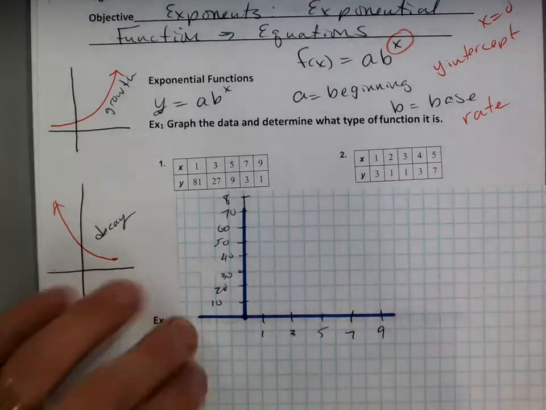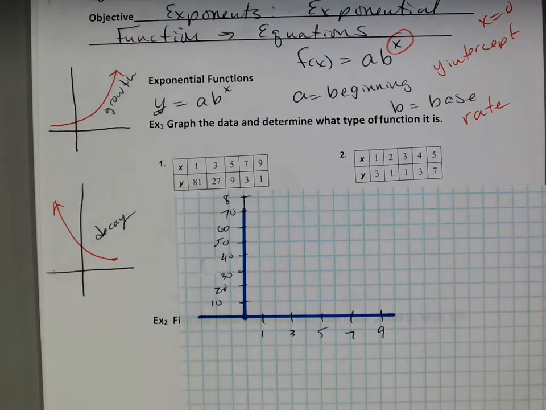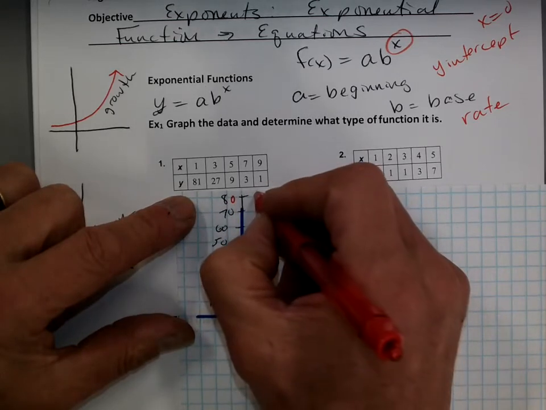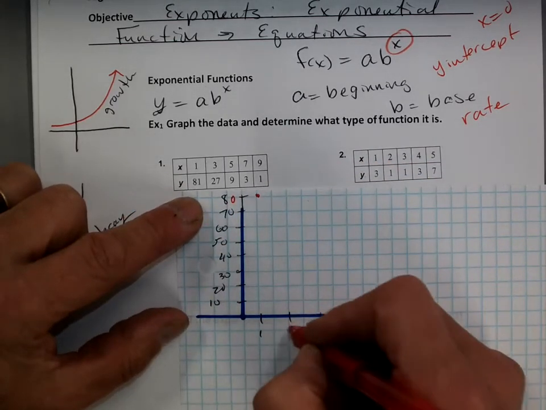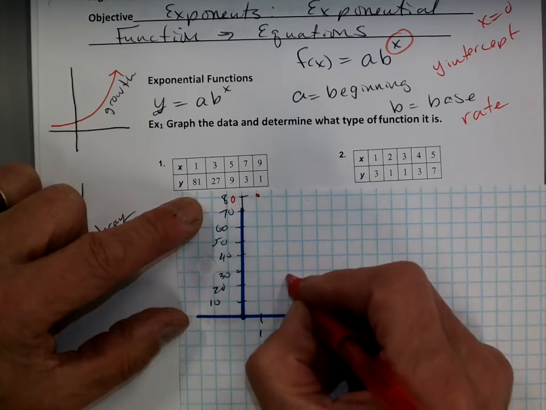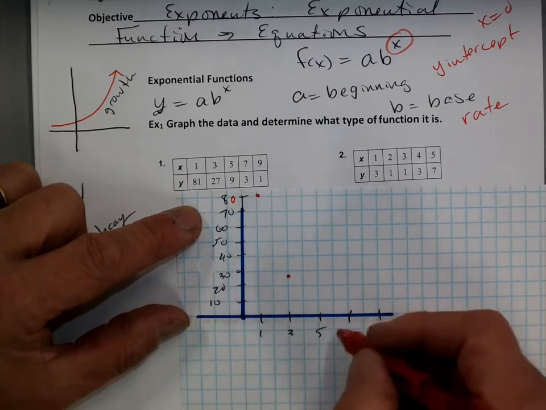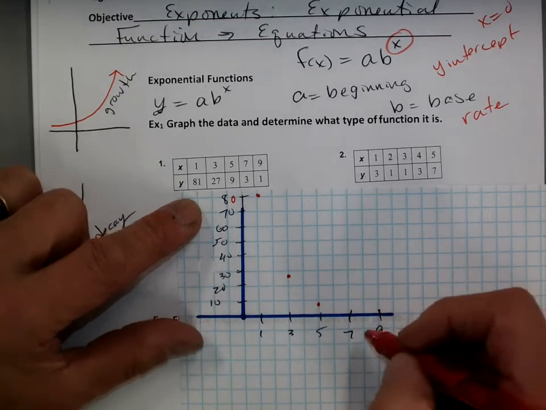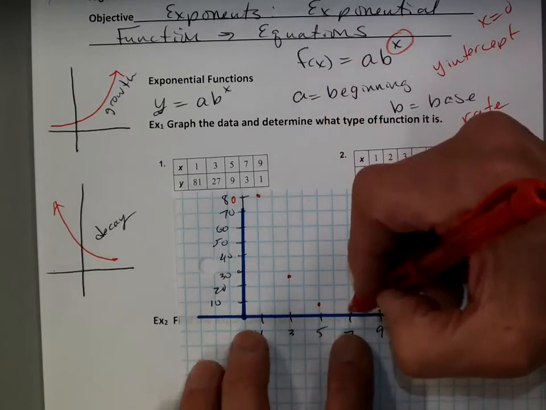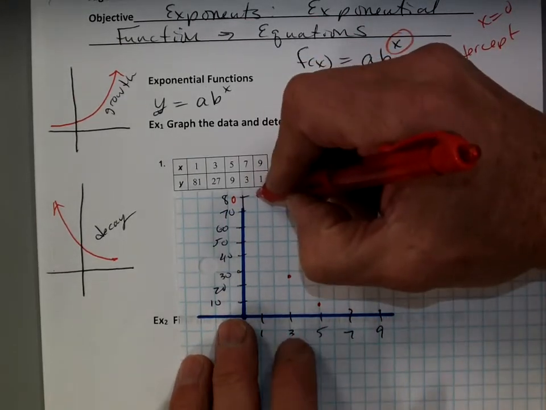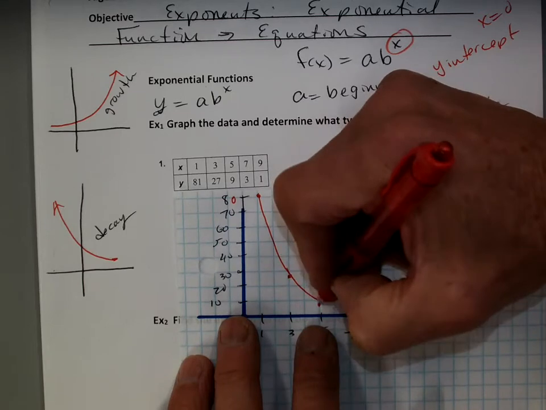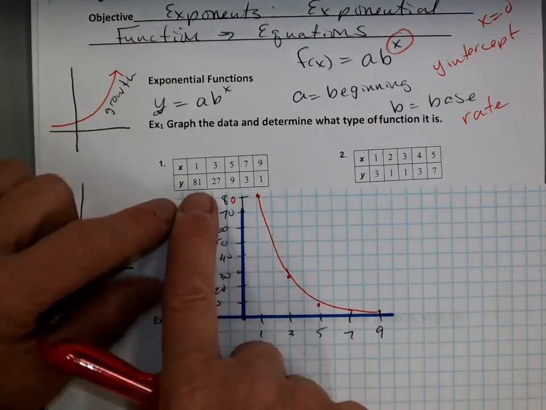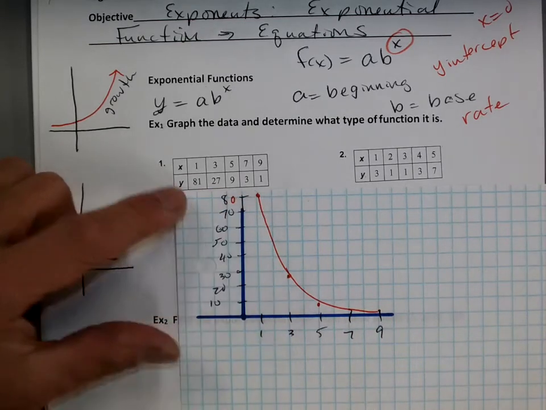Okay, so if I were to graph this, then what I would have is the following. I'd have 1 and 81, which is about there. 3 and 27 is about there. 5 and 9 is maybe there. 9 and 1 is there. 7 and 3, I missed one. It sure looks to me like it's exponential, okay? But it's exponential decay, and it sure looks like we're dividing by 3, divide by 3, divide by 3, okay?